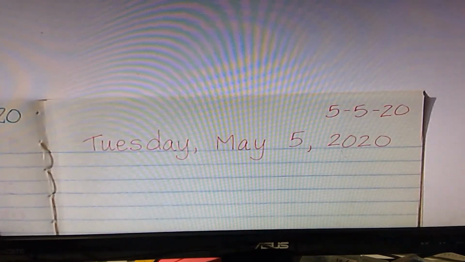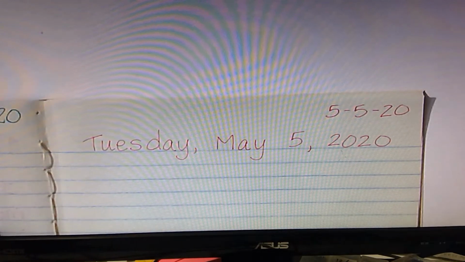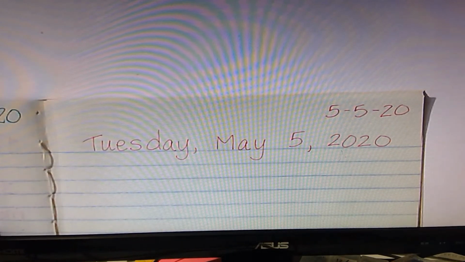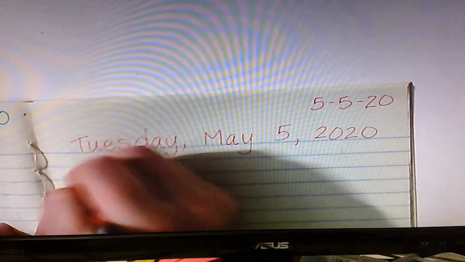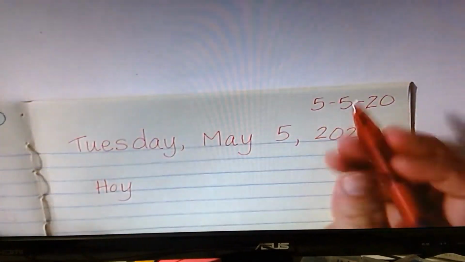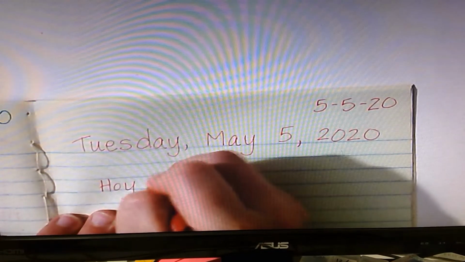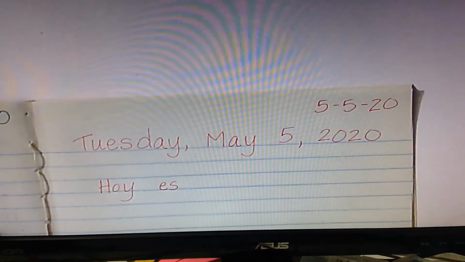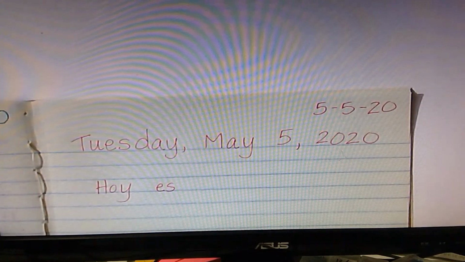But we'll get to that in a second. So because it's Cinco de Mayo today, I want us to write a sentence in Spanish, and it's a really easy sentence. We're going to write today is Cinco de Mayo, okay? And the way that you write that is hoy, which is capital H-O-Y, and that means today, es, which means is. So today is, and then we need to write the 5th of May.